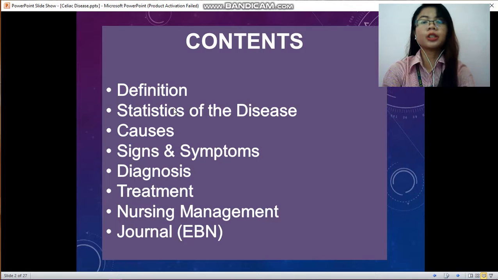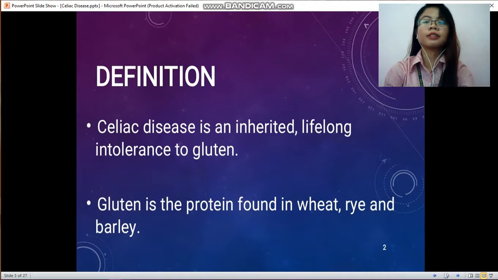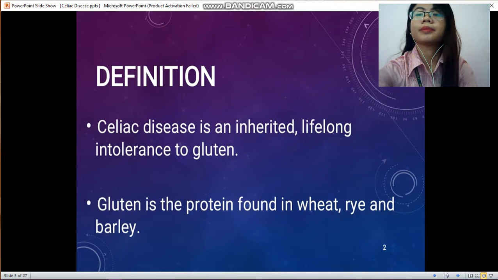The definition, statistics of the disease, causes, signs and symptoms, diagnosis, treatment, nursing management, and the journal or the evidence-based nursing. First, the definition. Celiac disease is an inherited lifelong intolerance to gluten. Gluten is the protein found in wheat, rye, and barley.